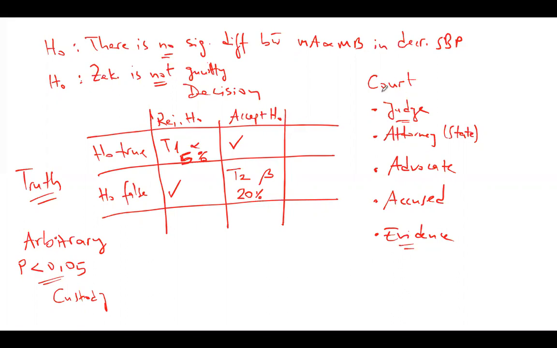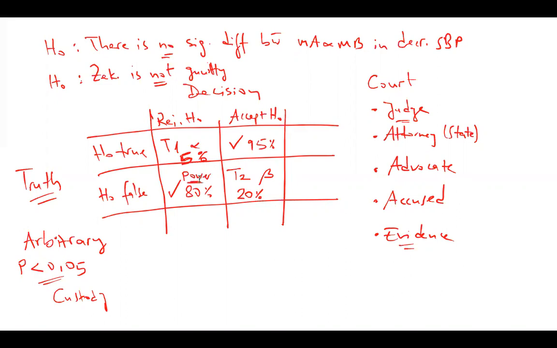In the court, I'm not sure whether there is a 5% or 20% rule, but there is also a preference to let a guilty person go if you are not 100% sure about his situation. So here we have an 80% chance, and here we have a 95% chance of correct decision. This 80% we call the power of the study.